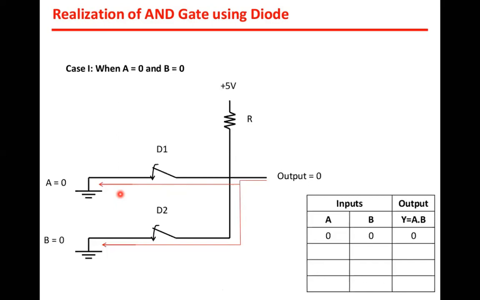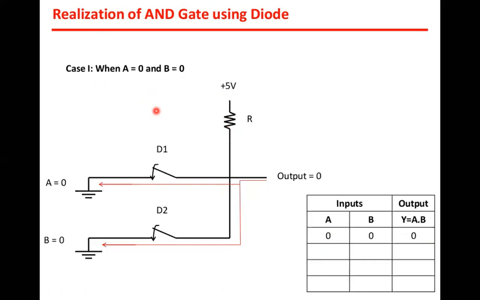Forward bias, what does it mean? It means the diodes are conducting. So the conducting diode has very low resistance and the output voltage will be nearly 0. So the whole voltage VCC will be dropped across the load resistance RL. Hence, when A is equal to 0 and B is equal to 0, Y is equal to 0. So this is the first condition explaining the diode construction of an AND gate.